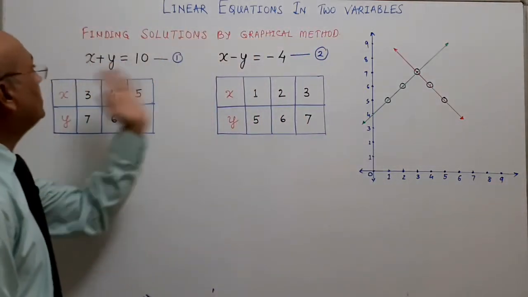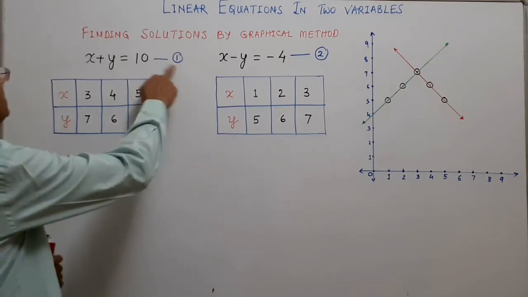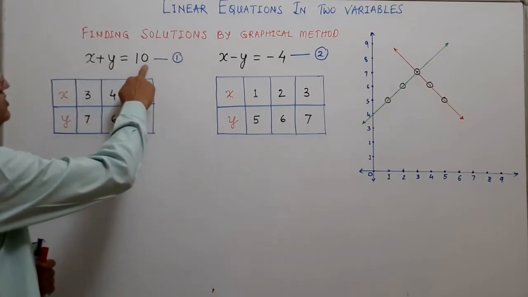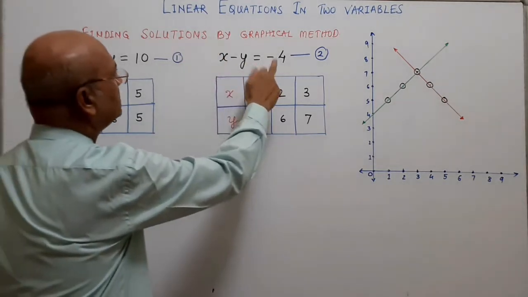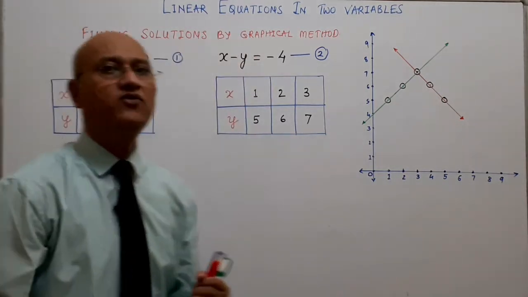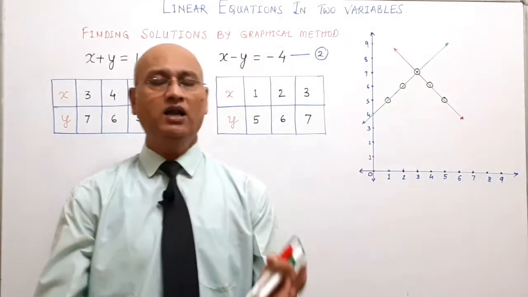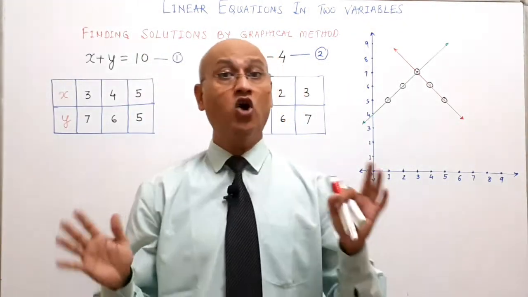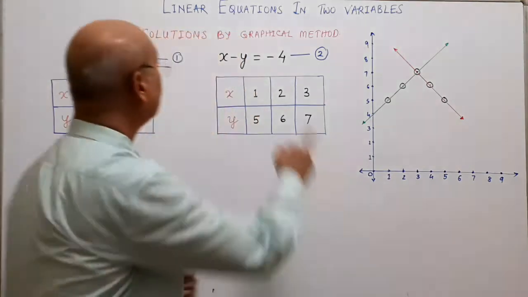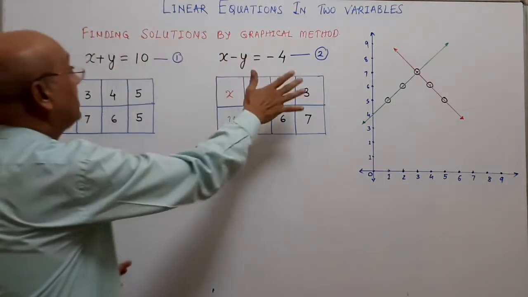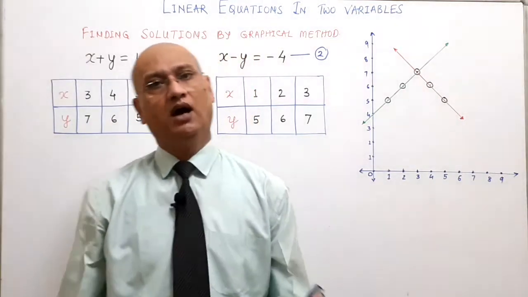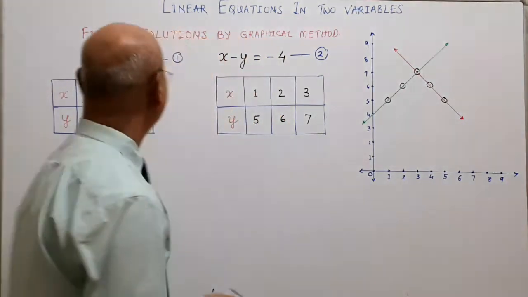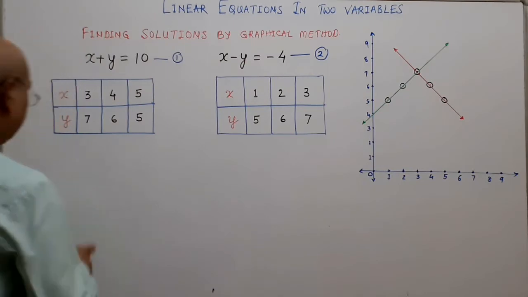We are given two equations. This is the first equation, x plus y is equal to 10, and the second equation is x minus y is equal to minus 4. We are asked to find a common solution which suits both equations, that means it should satisfy both these equations. So I am going to write the method and proceed with that.